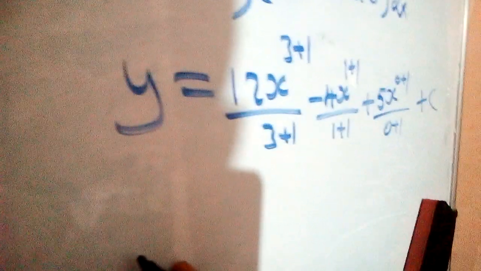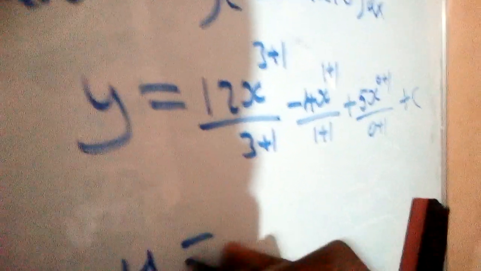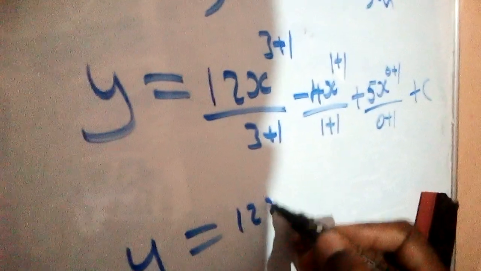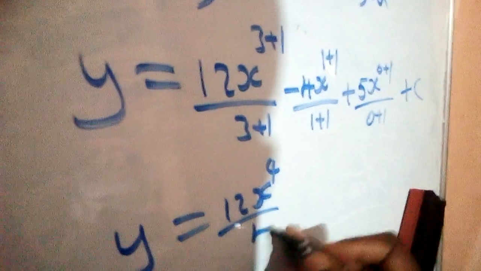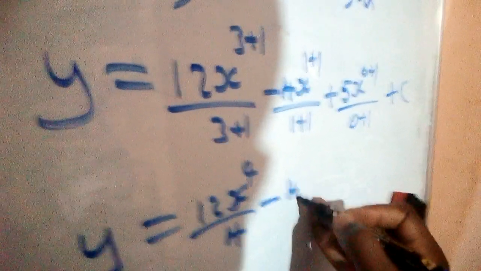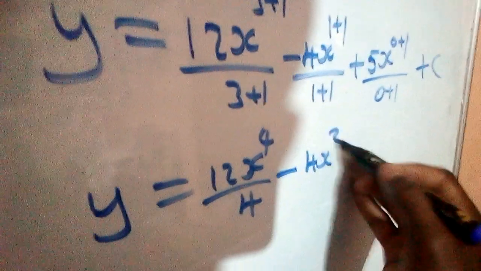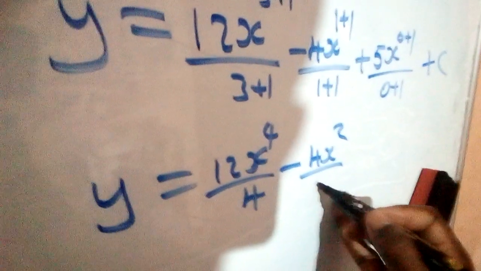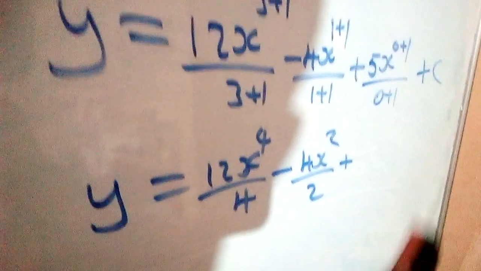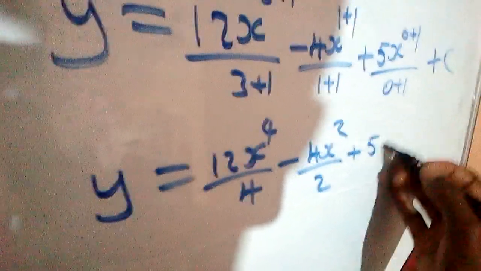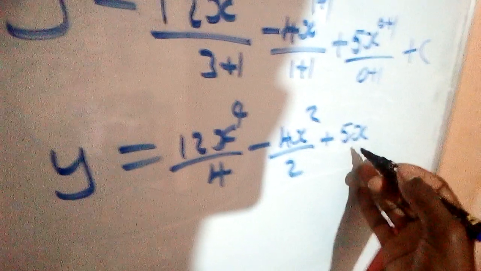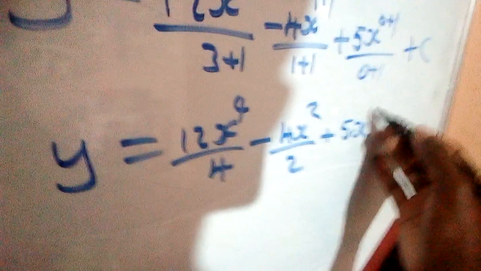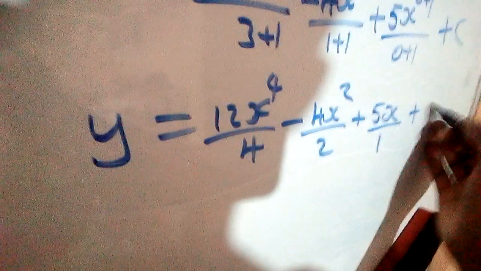Let's simplify this particular function. We're going to have y is equal to 12x to the power 3 plus 1, that's 4, over 3 plus 1, that's 4, minus 4x to the power 1 plus 1, that's 2, everything over 1 plus 1, that's 2, then plus 5x to the power 0 plus 1, that's 1, over 0 plus 1, that's 1. So you're going to have x to the first power over 1, then plus c here.